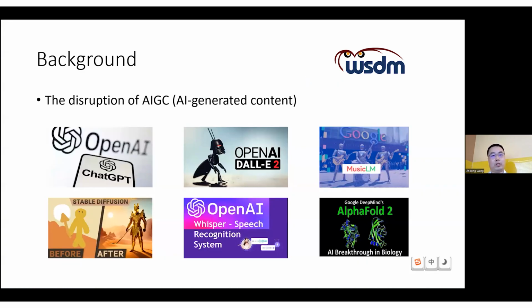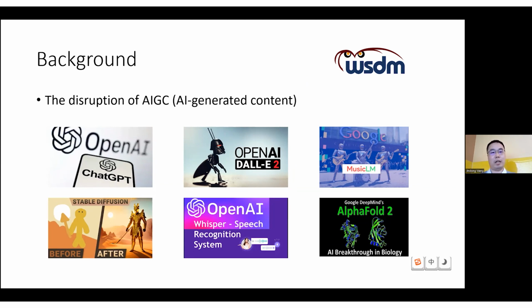Maybe we have all been disrupted by the recent AIGC, which is AI-generated content, because we can not only use artificial intelligence or machine learning to help us classify images or the sentiment of a sentence, but we can also use it to generate something we like. Perhaps the most important thing today is ChatGPT, released by OpenAI. I'm sure most of you have already used ChatGPT to help you complete your tasks.